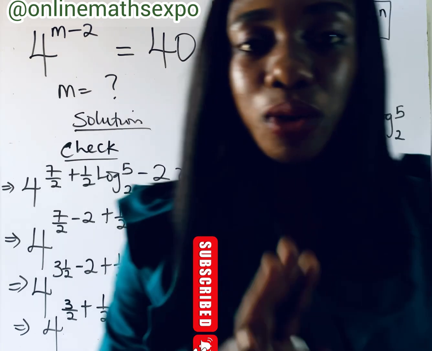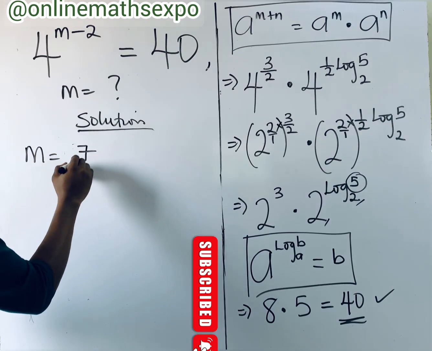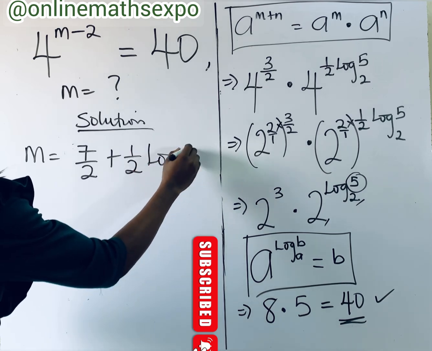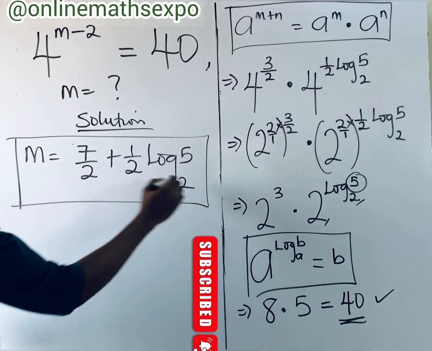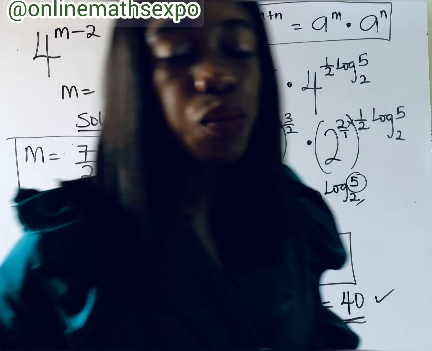In conclusion, we say that the value of m, so let's take it here, m equal to 7 divided by 2 plus half log 5 base 2 is correct, since it satisfies what we have above. And I hope you learned a lot.